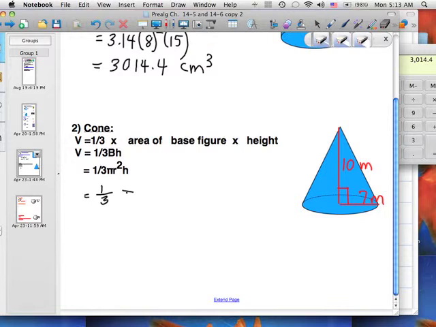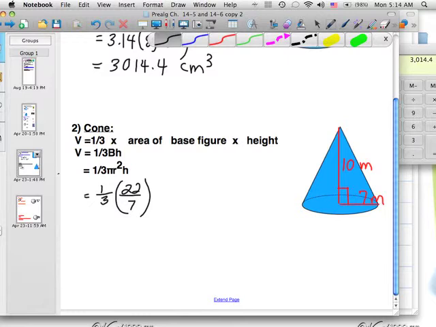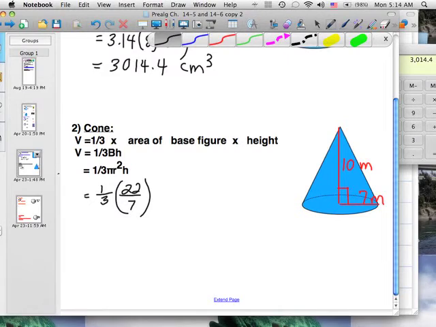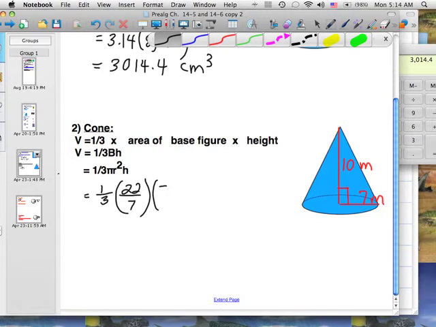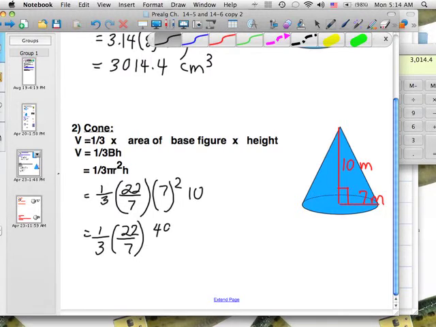And in this case, pi would be 22/7 since 7 is divisible by 7. And radius is squared, so it'd be 7 squared times the height, 10. Now you have to do the squaring first if you want to do any canceling. So 22/7 times 49 times 10.